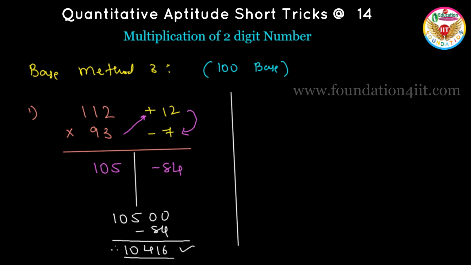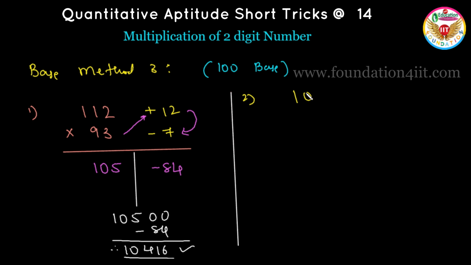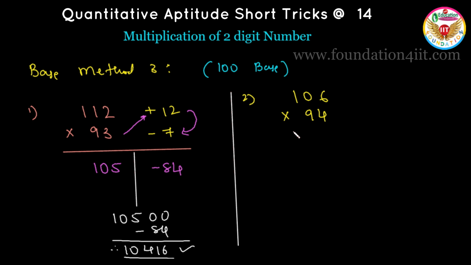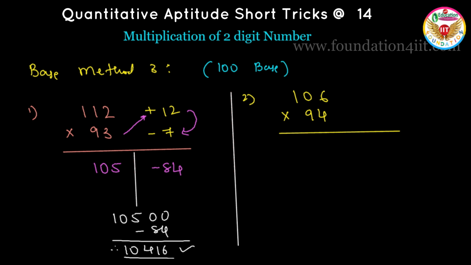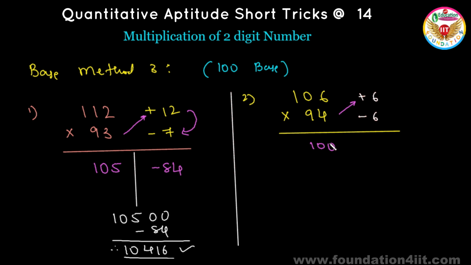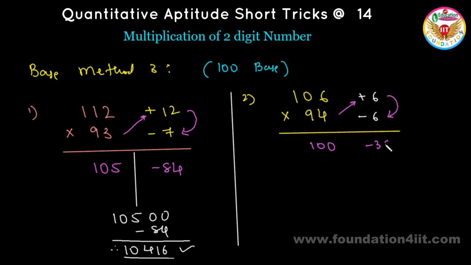One more way also I'll show you. For example, 106 multiplied by 94. If you want to do this multiplication, as per the first step, this is plus 6 and minus 6, because this is 6 more and 6 less. Now, according to the method, you can do 94 plus 6 or 106 minus 6. You get the same 100. Next, plus 6 into minus 6 is minus 36.